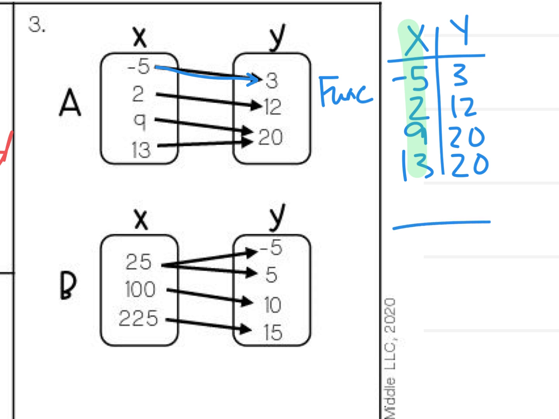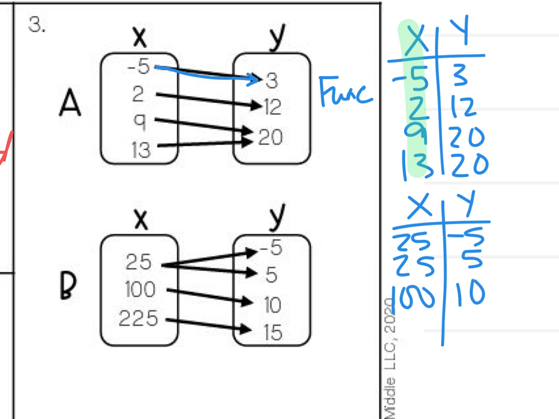Okay, and I would strongly suggest on a mapping that you make a table. Here on B, we have 25 goes to -5 and 25 goes to 5. What does that tell us? That one is not a function because our X's are repeating right here. Okay, so here's the thing.